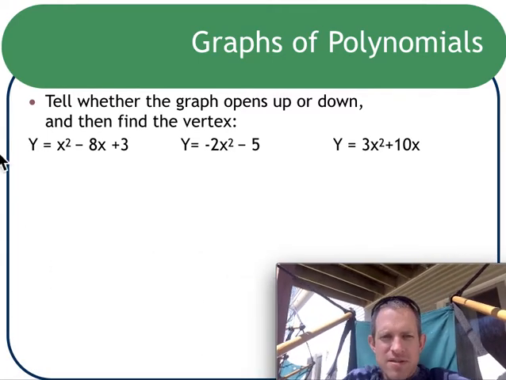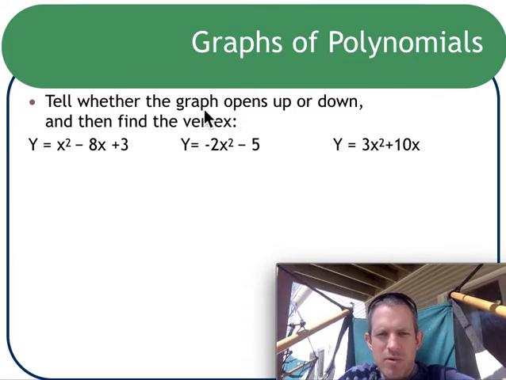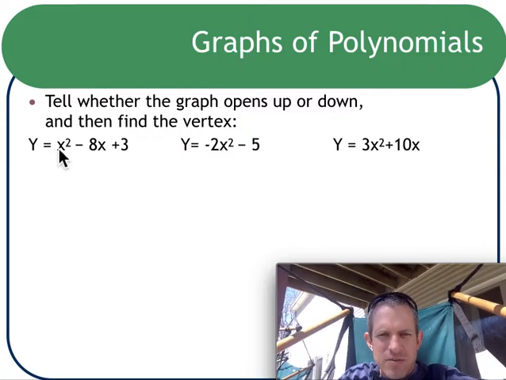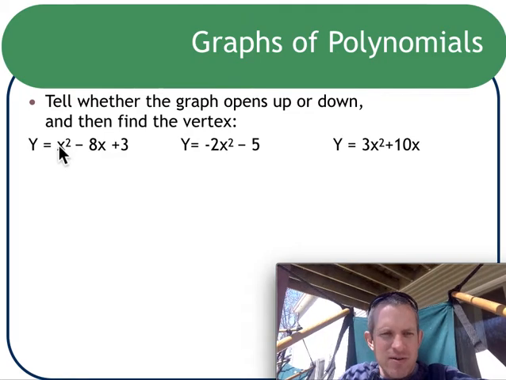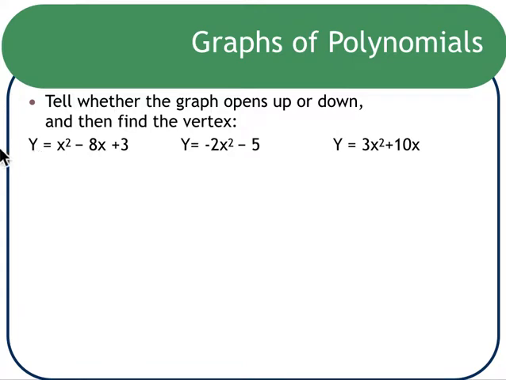So these questions say, tell whether this graph is opening up or down, and then where the vertex is. To find whether it opens up or down, you look at the a value. In this particular case, the a value is a positive 1. Since that is a positive number, this is definitely a happy graph and opens up.